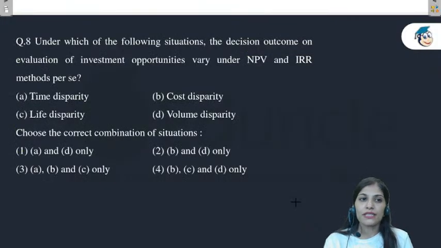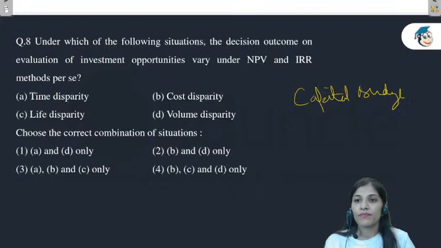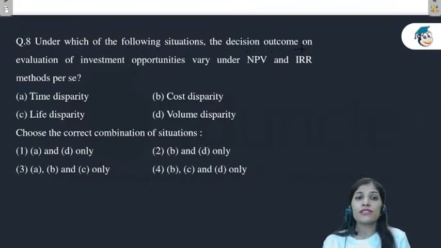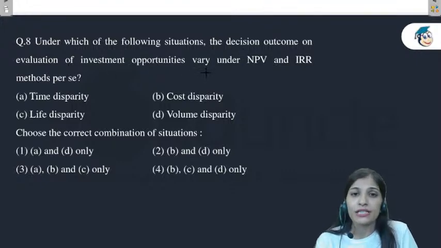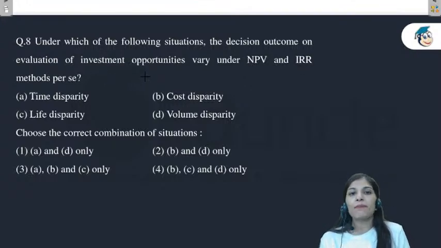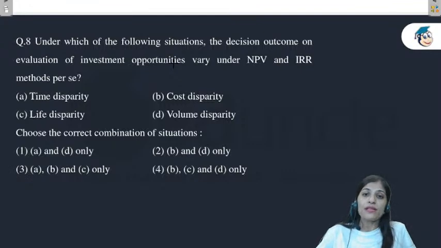Correct. Under which of the following situations the decision outcome on evaluation of investment opportunities vary under NPV and IRR? आपने एक चीज नोटिस किया, मैक्सिमम क्वेश्चंस कैपिटल बजटिंग से हैं. देखो अब एक चीज देखना, ये NPV और IRR का कॉन्फ्लिक्टिंग सिचुएशन बता रहा है कि ऐसा कब होता है, when NPV and IRR have conflicting situations, these two conflict with each other, right?